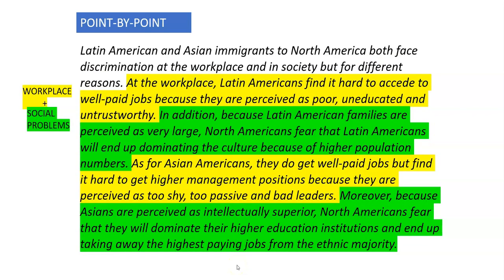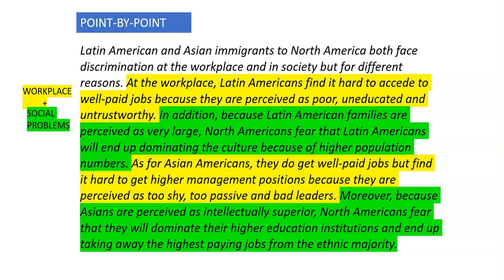The other organization method that I'd like to show you is called point by point. So as you can see here, I have highlighted the different types of argument in different colors so that you can see the difference from the other type of organization method. So again, we have the first sentence, which would be the topic sentence, our thesis, right?